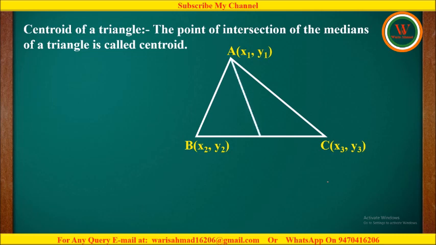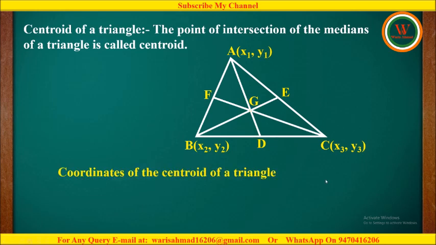Now let us consider the very first median AD, second median BE, and the third median CF. AD, BE and CF are the medians of triangle ABC. The point of intersection of all these three medians is represented by G. So here G is the centroid of a triangle. As given in the definition, the point of intersection of the medians of a triangle is called centroid. So G is the centroid of triangle ABC.